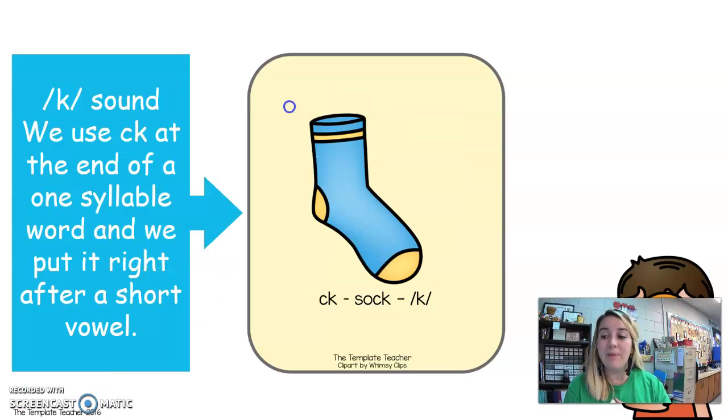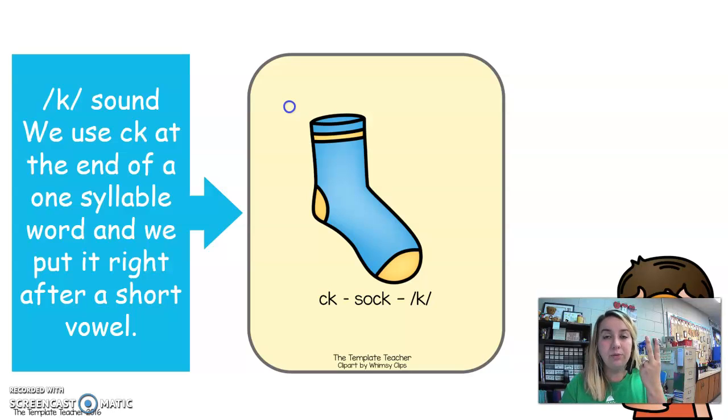Okay, and this is the one that we talked about yesterday a ton. Remember, I told you that there are 3 rules for when I can use CK. That first rule is it has to be at the end of a word. When I tap out sock, the sound is the last sound I hear.